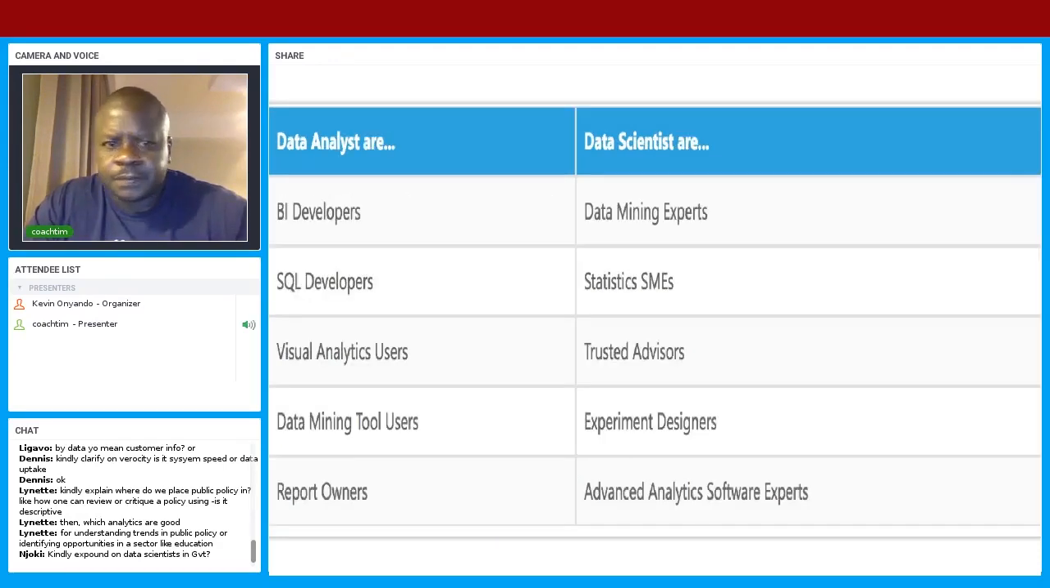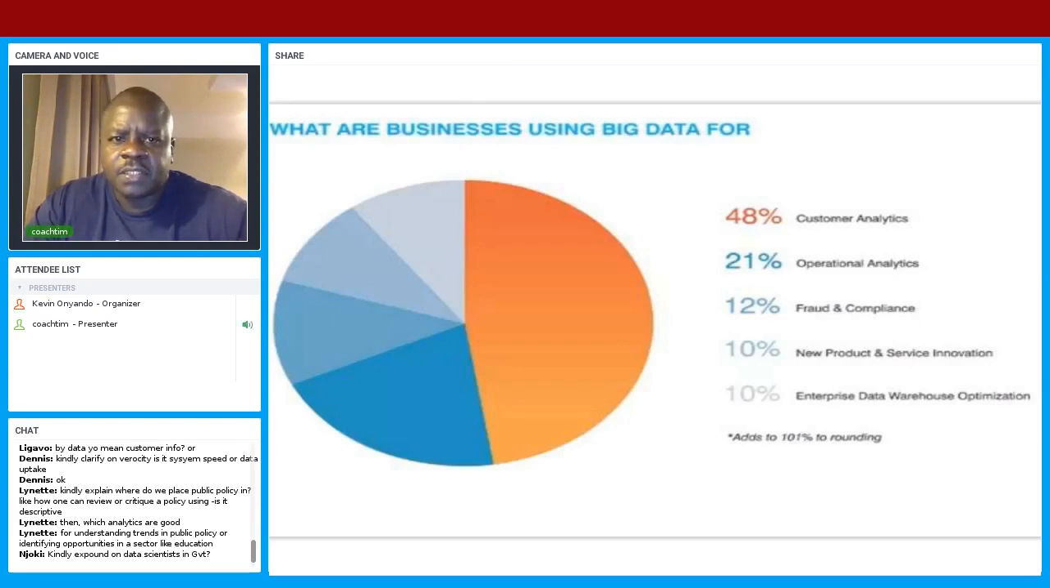So this goes on. You can see the differentiation in terms of branding. A data analyst will be a BI developer. A data scientist will be a data mining expert. Then SQL developers, statistics SMEs, visual analytic users, trusted advisors. So you can see the roles and how they differentiate between these two. And these are the main users.